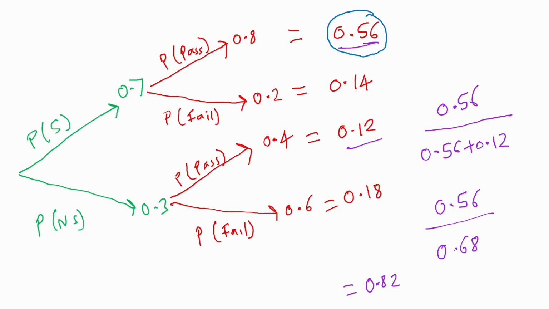I hope you have understood Bayes' theorem. It simply means I want to find out the probability of an event given that you have given me some updated information. I hope you have understood this example. I hope you have understood Bayes' theorem.